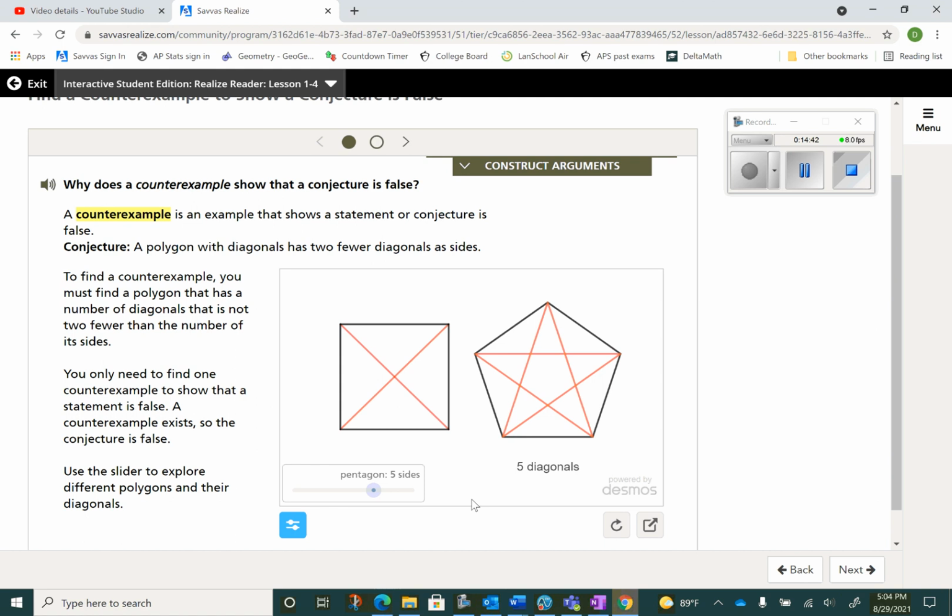So the conjecture, a polygon with diagonals has two fewer diagonals as the number of sides. There, that's it. We can stop. Okay, we have found one situation here that shows that the conjecture is false. It doesn't have two fewer diagonals compared to the number of sides. The number of diagonals is equal to the number of sides. The conjecture is false, and here is the counterexample.